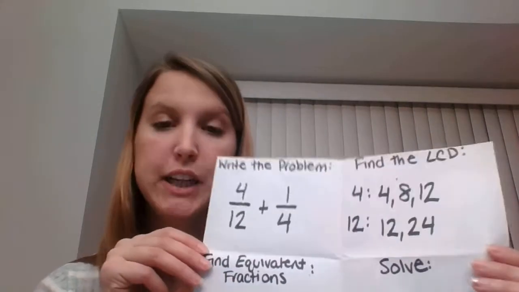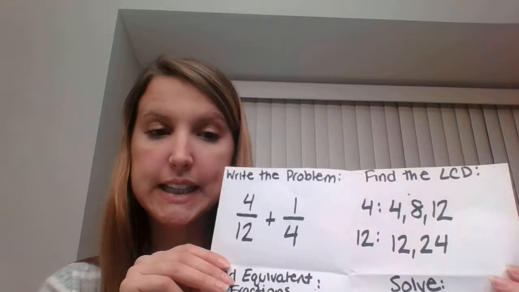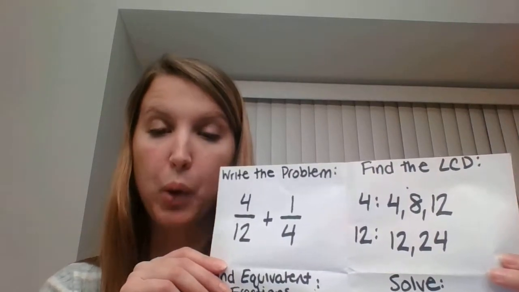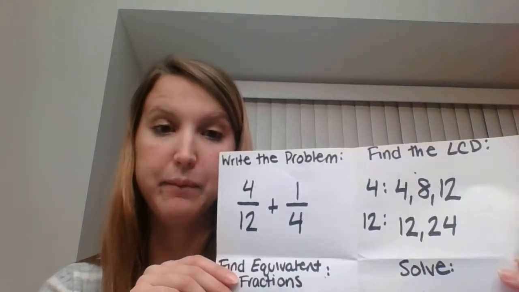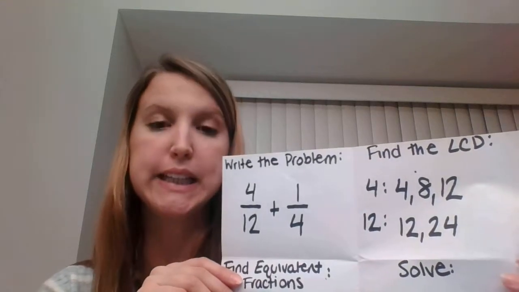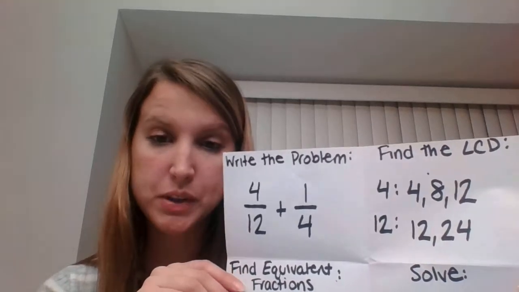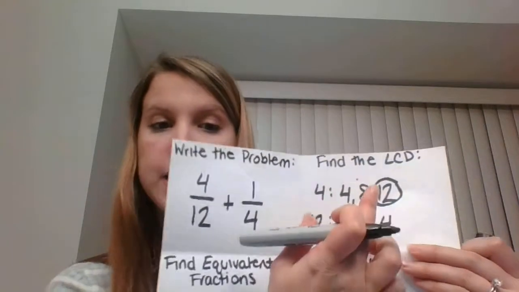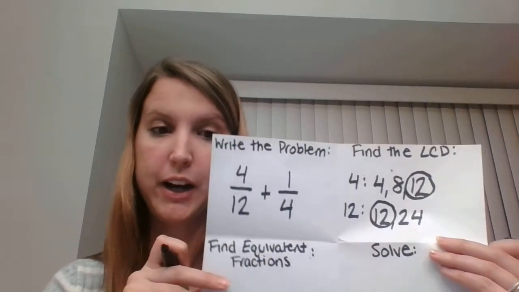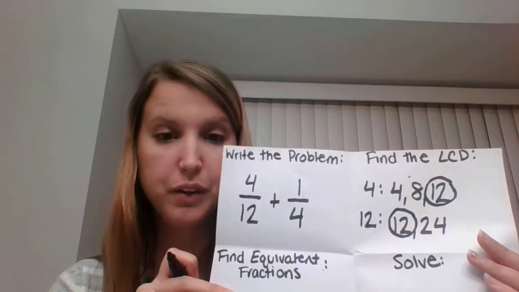Now when I'm finding my multiples, I'm skip counting, and to find my least common multiple, I continue on for both numbers until I find a multiple that they both have that is the same. The first common multiple is the least common. So in this case, for 4 and 12, my least common multiple is 12. So 12 also becomes my least common denominator. I'm going to use this to help me when I'm creating my equivalent fractions. So go ahead and circle 12.